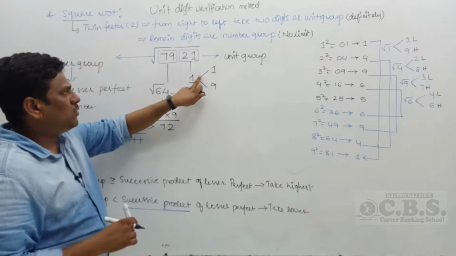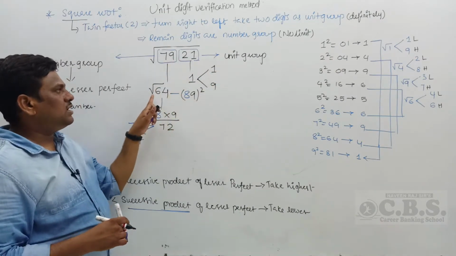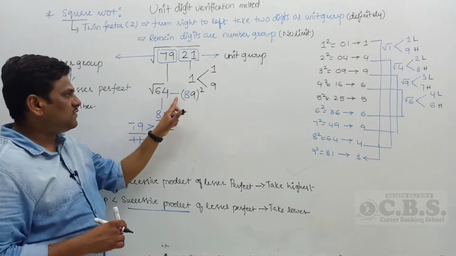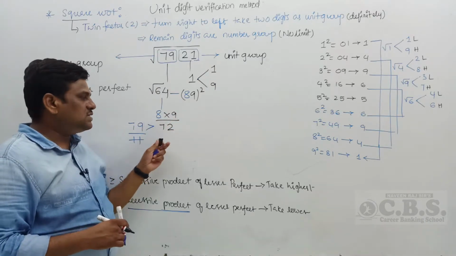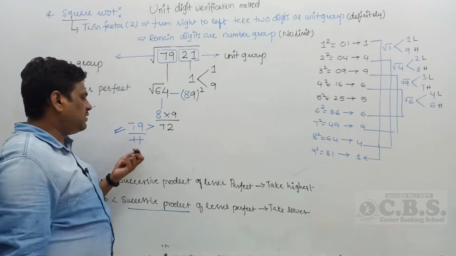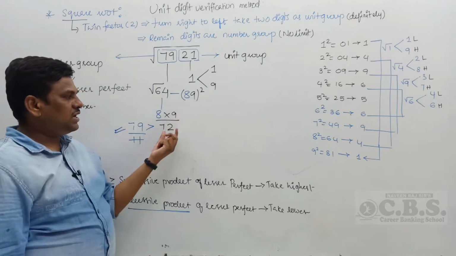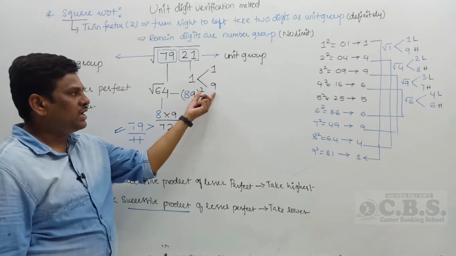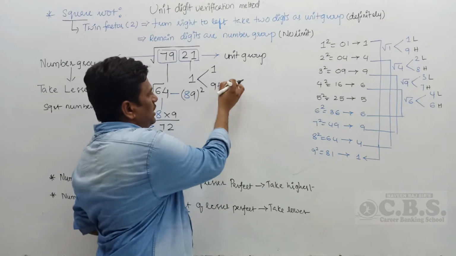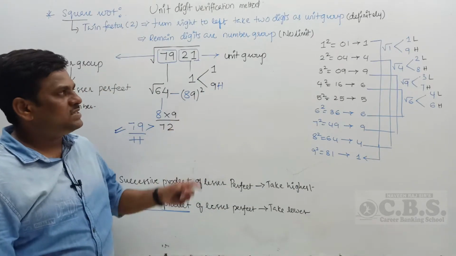Again, 21: 1 happens at 1 and 9. For 79, the lesser perfect square is 64. 64 gives 8, and after 8 comes 9. 8 times 9 is 72. But our number is 79, which is higher than 72. The higher digit is 9, so you take the higher digit. Your answer is 89 whole square.